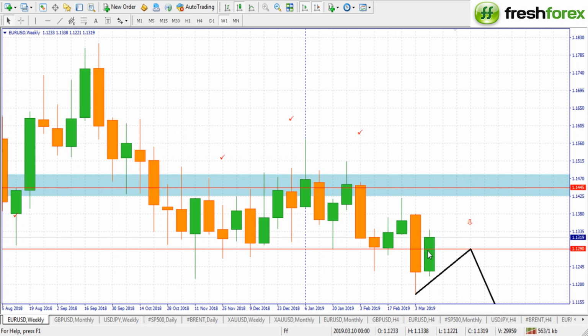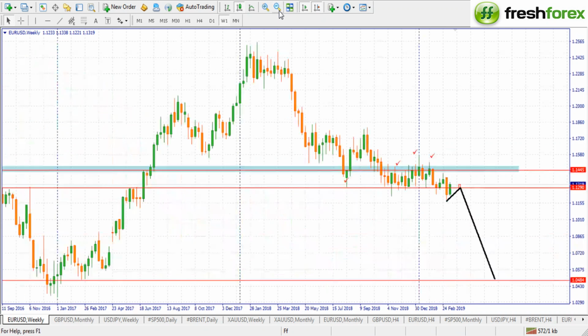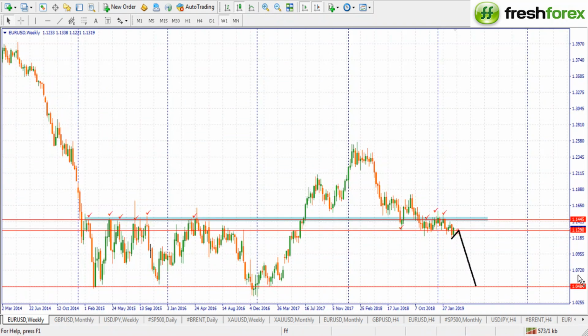But should price come back and close below 1.1290, then this is still a very good place to sell from. You still want to sell here. Should price close below this level, pick a sell from the next, that's early next week, pick a sell, expect price to go up to 1.0484.